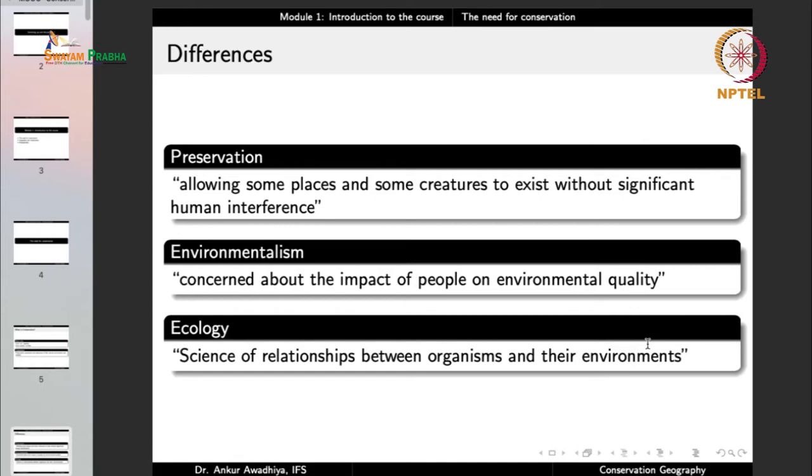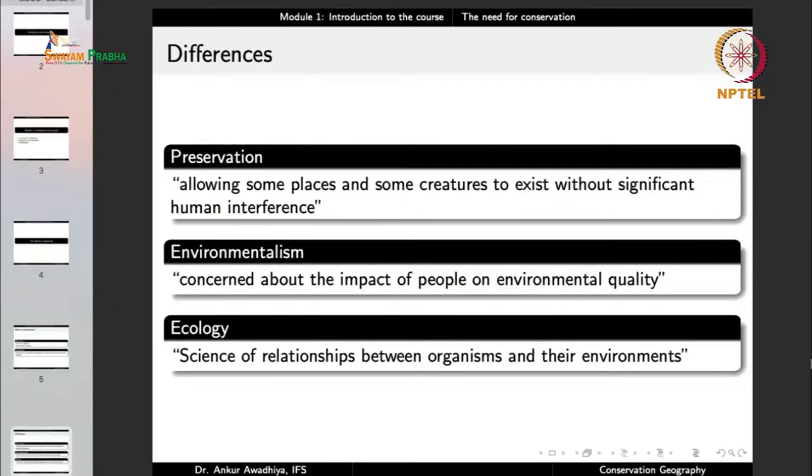In preservation, we allow some places and some creatures to exist without significant human interference. That is, in the case of preservation, we let an area be in a natural form. So we do not interfere with that area. But in the case of conservation, we can do active intervention. We can interfere with the natural processes to ensure that the natural environment and the wildlife are conserved.